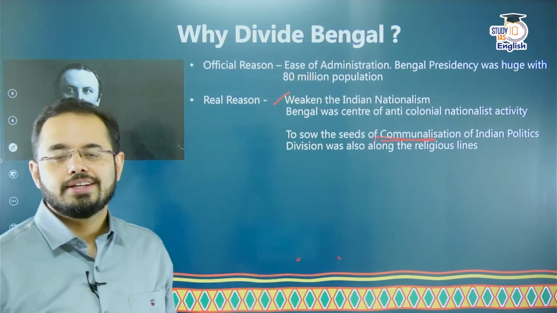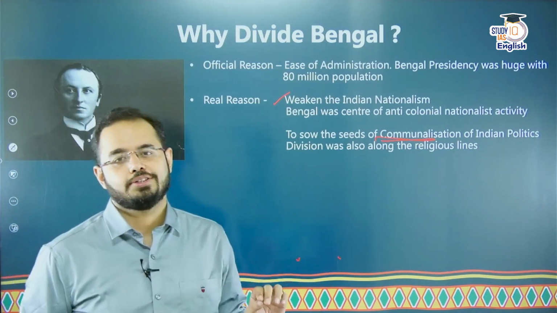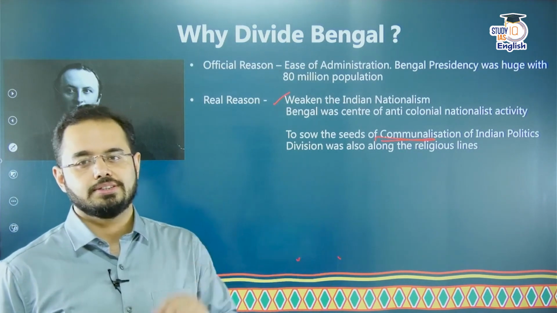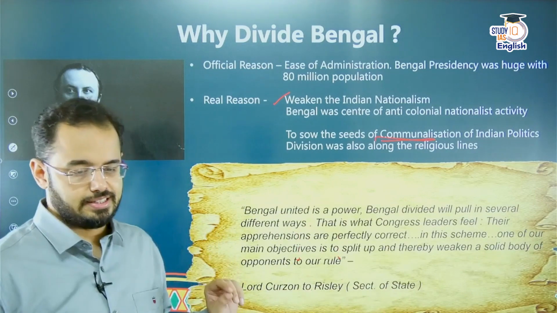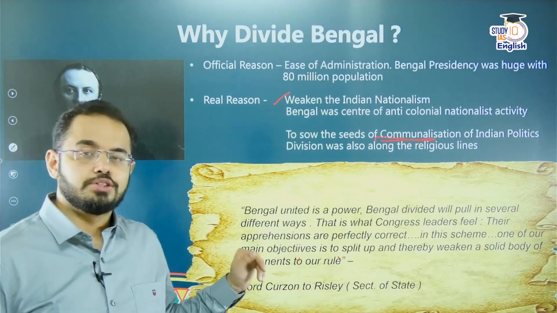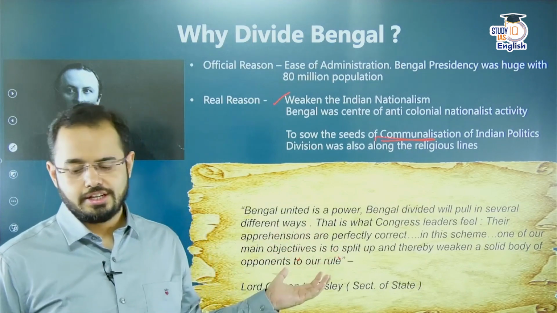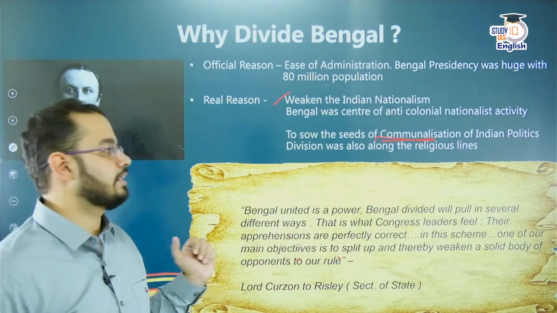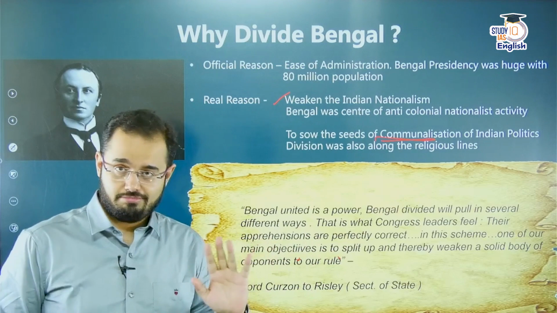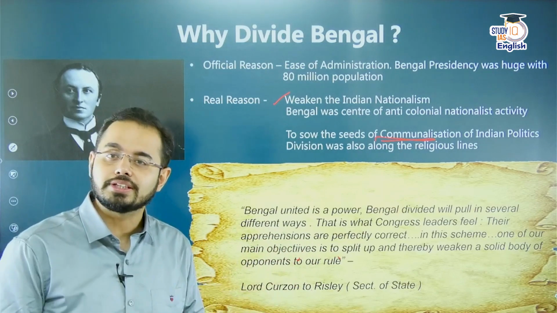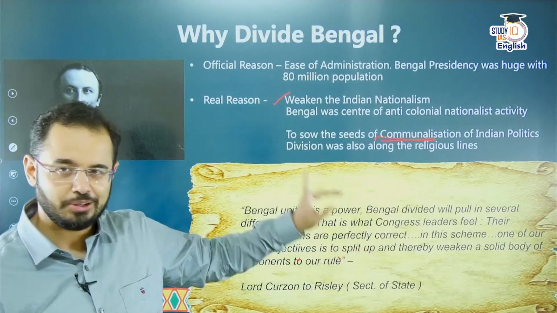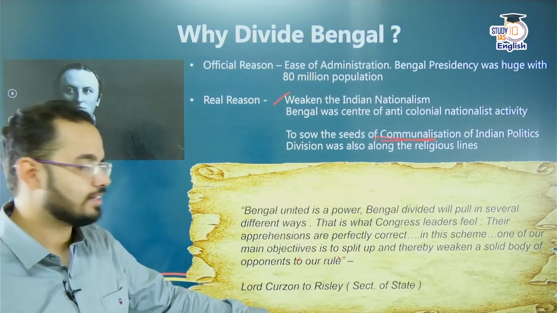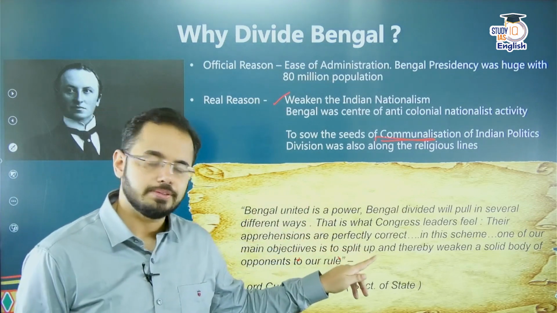So in the past, Lord Curzon wrote a letter to his Secretary of State in London. And I wanted to show you that letter. He writes to H.H. Risley. H.H. Risley was the Secretary of State at that point of time. He writes, and see, this letter tells you everything. Bengal united is a power. Lord Curzon is saying to his Secretary of State, Bengal united is a power.